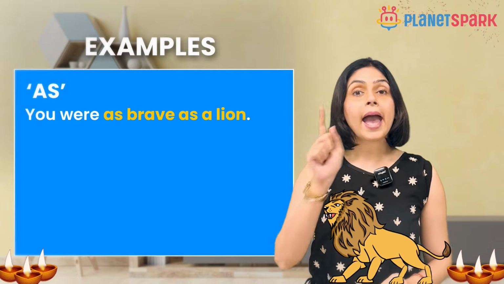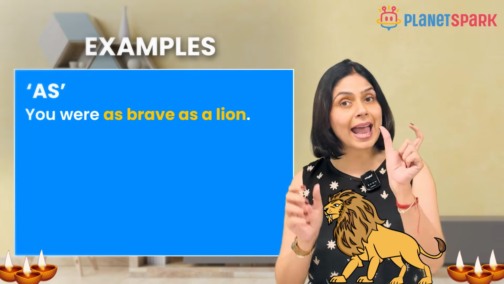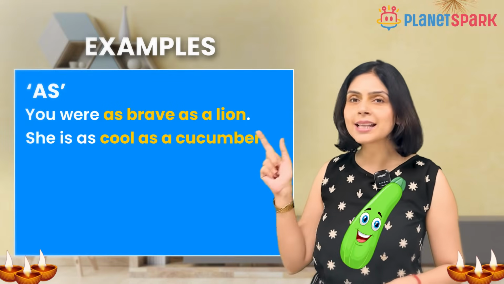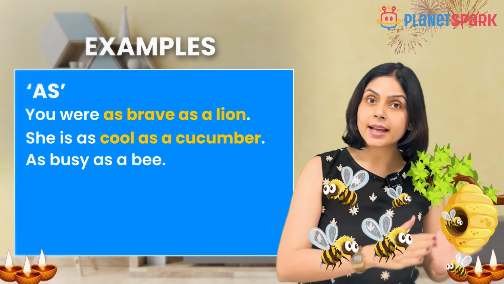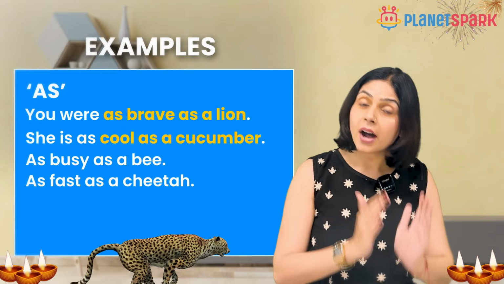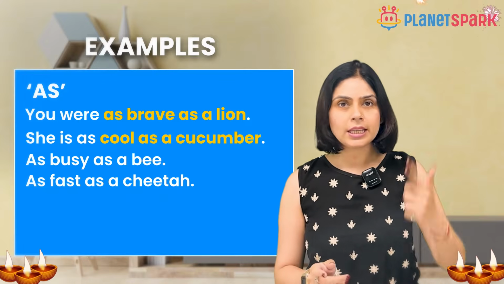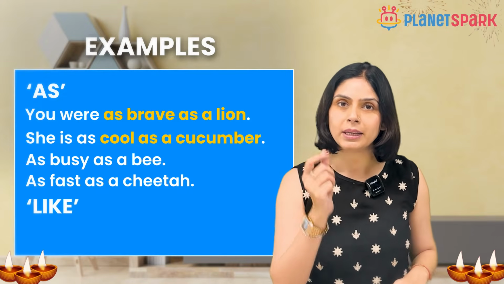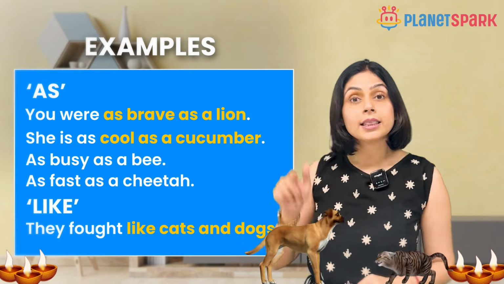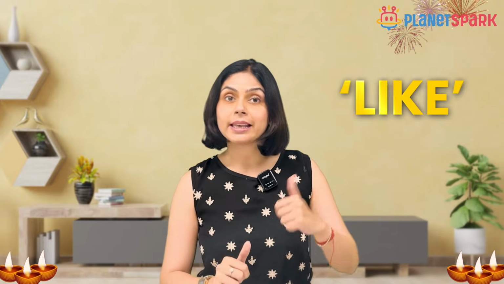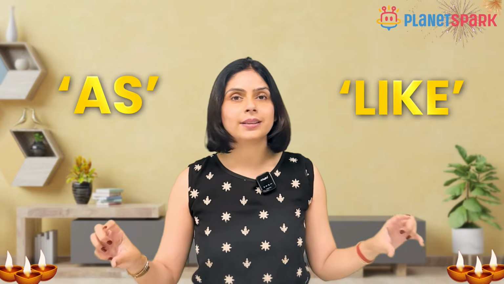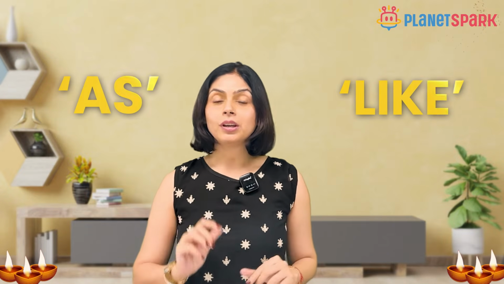You were as brave as a lion. So I used as here. She's as cool as a cucumber. Again, I used as. Busy as a bee, as fast as a cheetah. So these examples had as. Now let me take an example using like. They fought like cats and dogs. So if you have to find out a simile, you just need to see if there is like or as used in that sentence. Now we move to the next part.